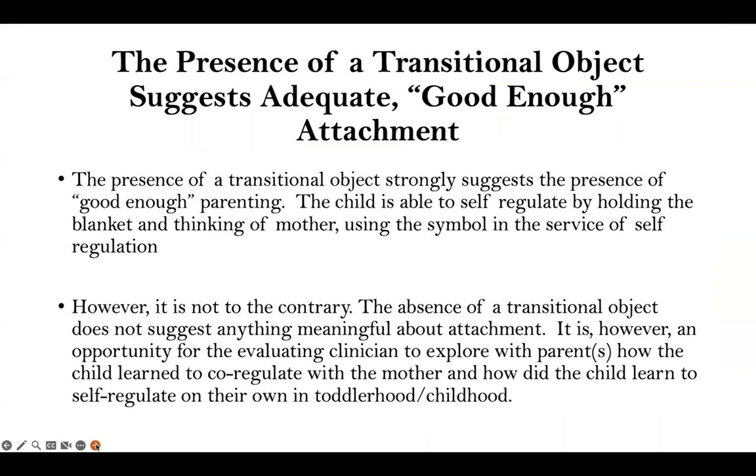So the presence of a transitional object suggests adequate, good enough attachment. The presence of a transitional object strongly suggests the presence of good enough parenting. The child is able to self-regulate by holding the blanket and thinking of the mother or the primary caretaker, using the symbol in the service of self-regulation. And this is this move into abstraction. It's through the attachment that the child can move into abstract thinking using symbols. You'll find children with poor attachments remain concrete on the surface and lack depth.